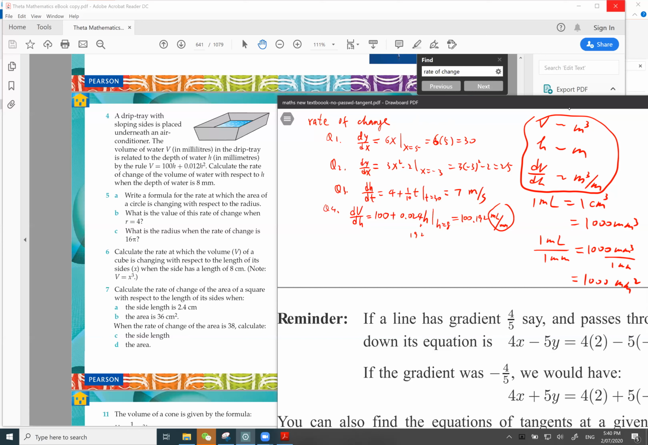Question five. If you fully understand this part, you can simplify. But yeah, even in the NCEA exam, you don't need to simplify. Question five, 5A, B, C.